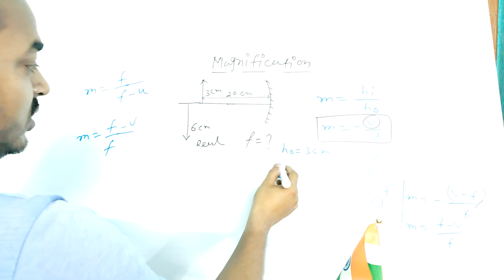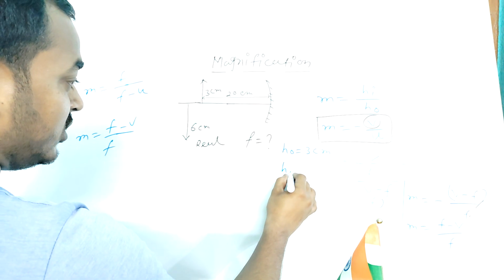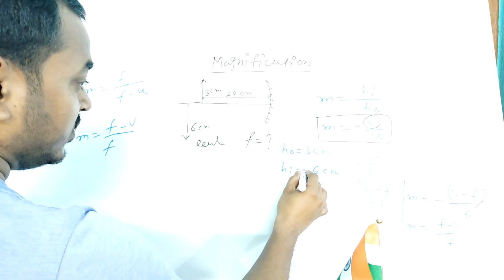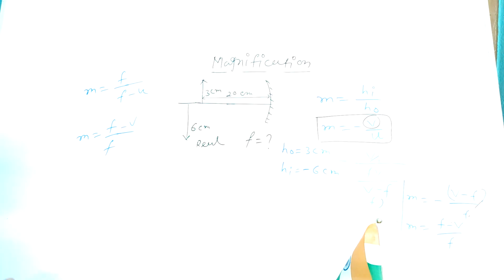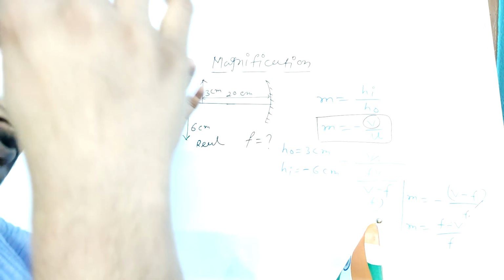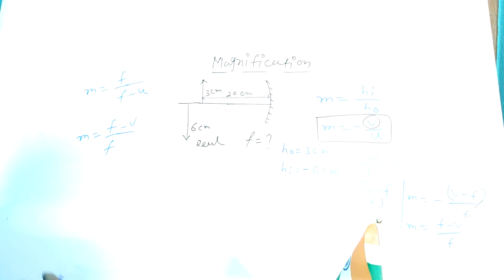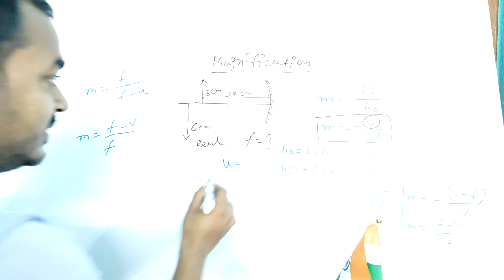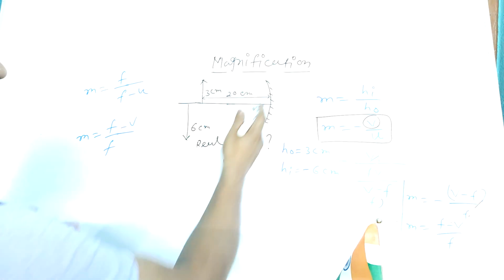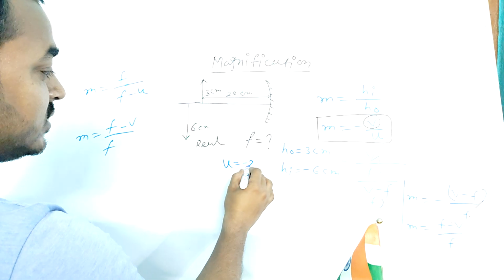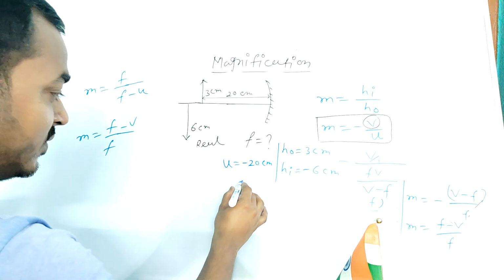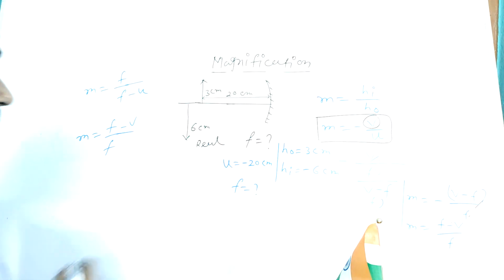And the height of the image is 6 centimeter. With a negative sign we have to put the height of the image. If you forget whether it is positive or negative, leave it, no problem. Now what is given for u? All the distances are measured from the pole, so pole to object it is minus 20 centimeter. What we have to find is F.